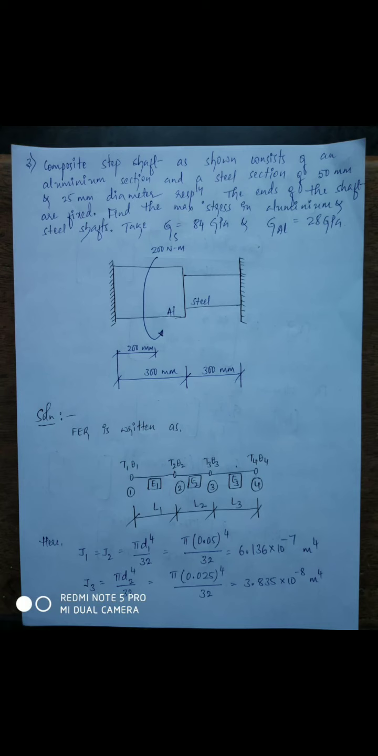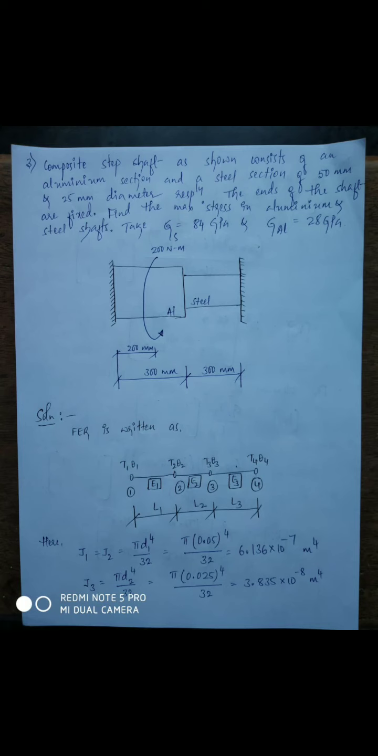Similarly, J3 corresponds to element 3, which is the second step made up of steel material in the composite stepped shaft structural member as shown in the schematic representation. Thus J3 equals pi d to the power 4 by 32, pi into 0.025 (25 mm converted into meter) whole to the power 4 by 32. When you simplify this, you get J3 as 3.835 into 10 to the power of minus 8 meter to the power 4.